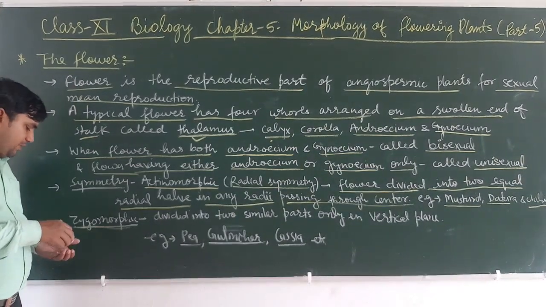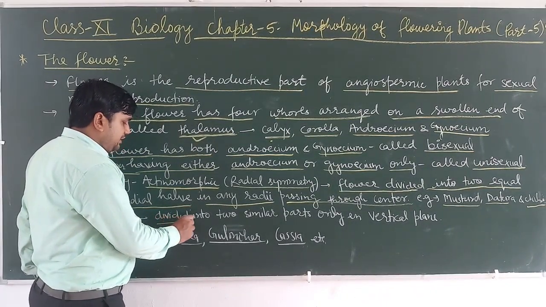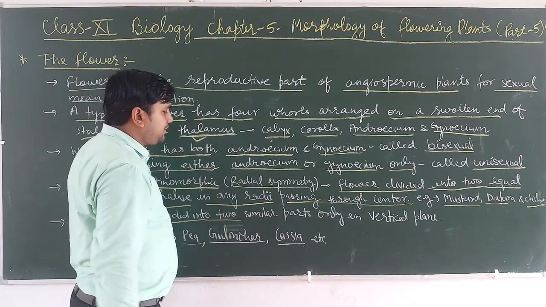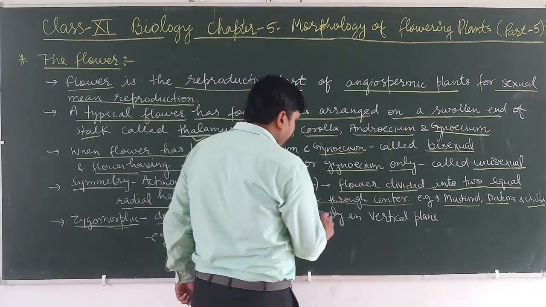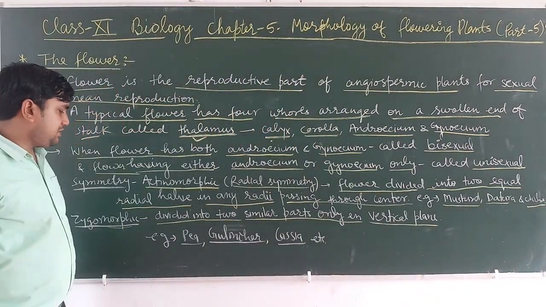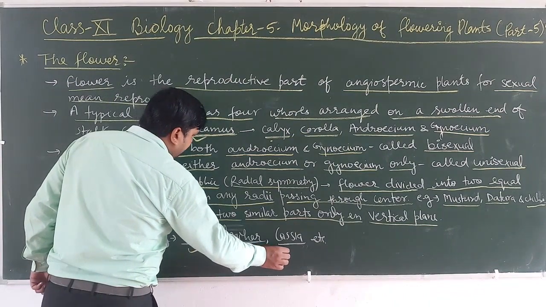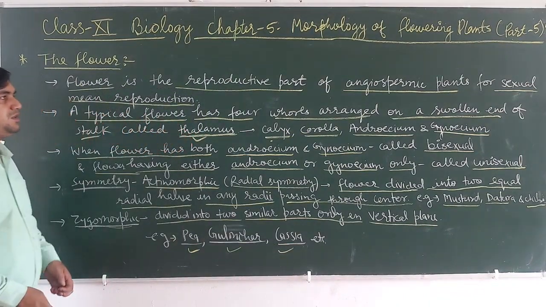And in the zygomorphic condition, what happens? The flower is divided into two similar parts only in the vertical plane. This is found in pea, gulmohar, and cassia, etc.